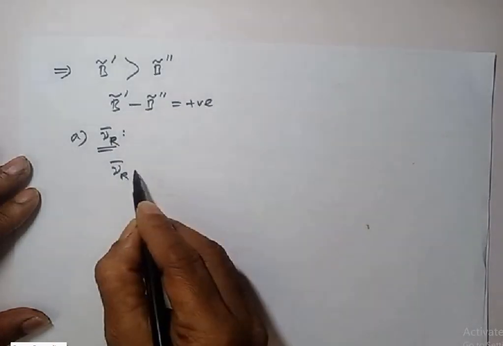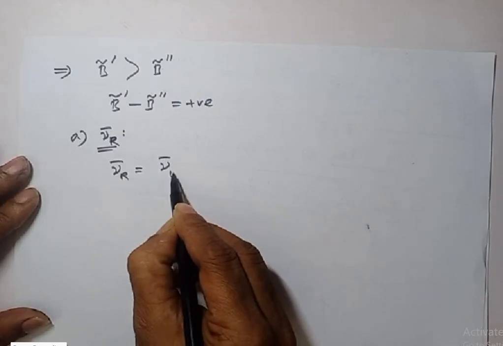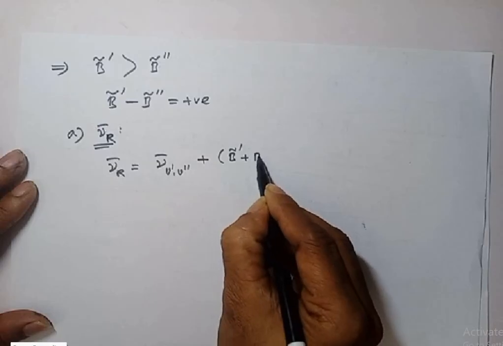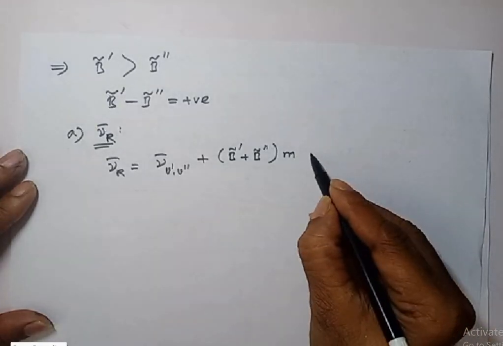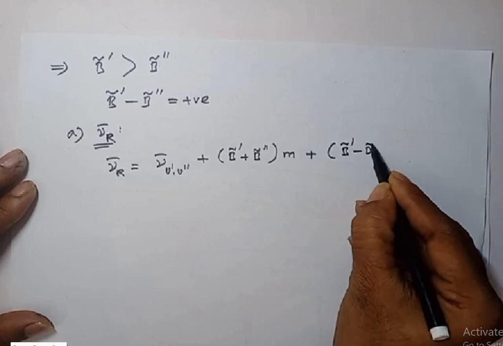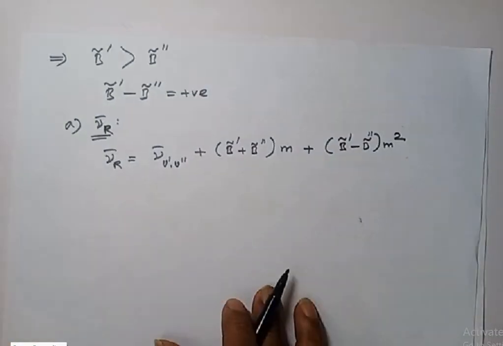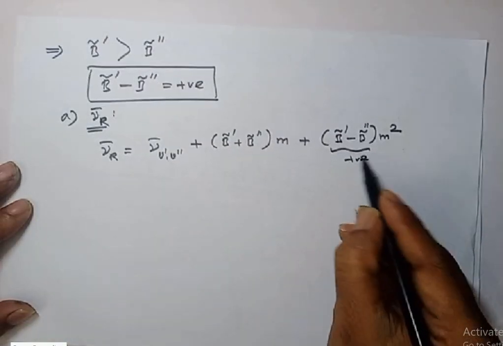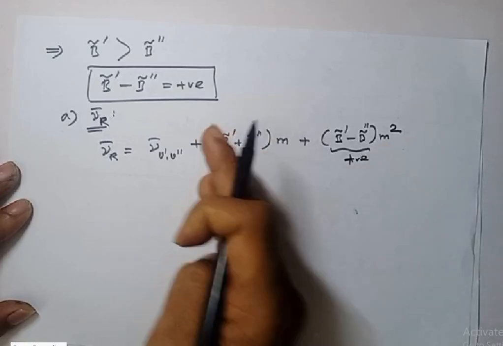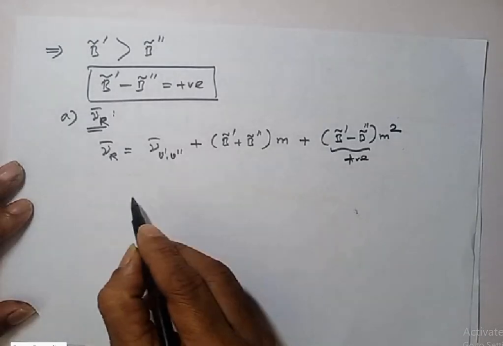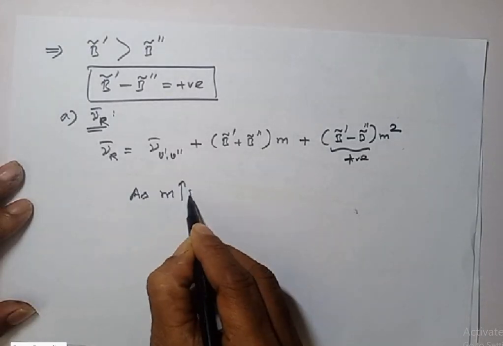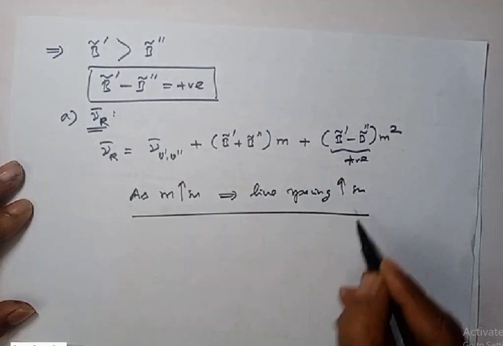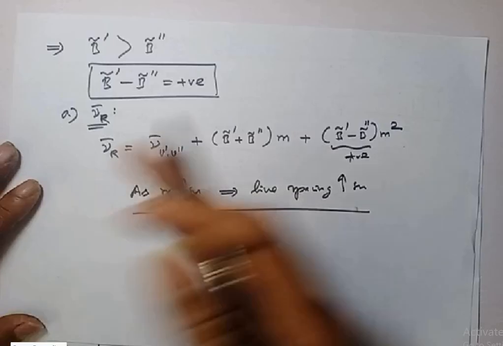Frequency of the R branch, right? What is the formula? Band origin plus B prime plus B double prime into M, then plus B prime minus B double prime into M square. This is the formula. And here, B prime minus B double prime is positive now. Since this is positive, as M increases, the line spacing increases.